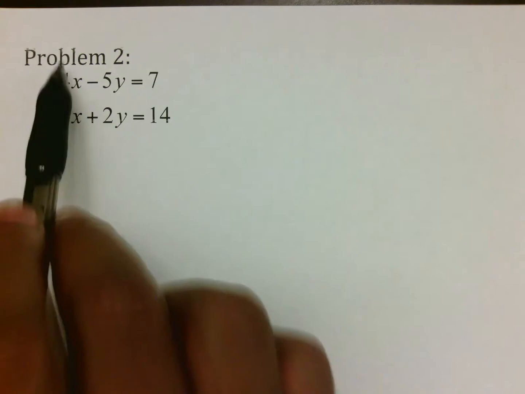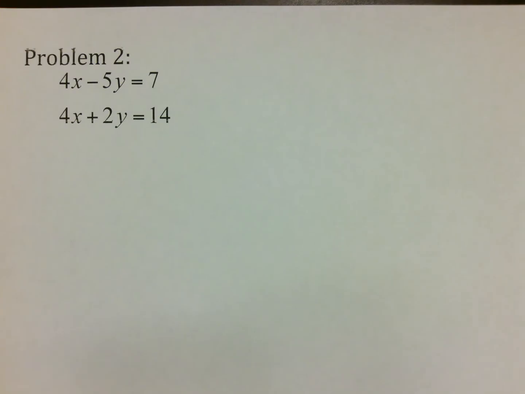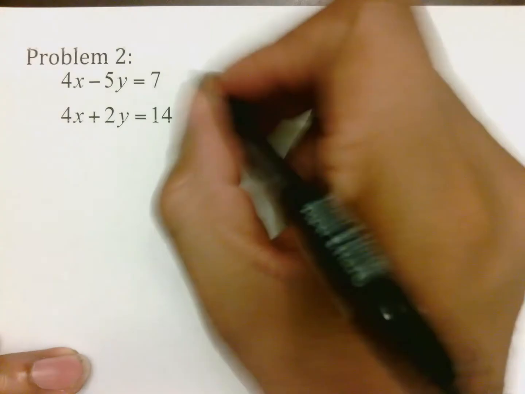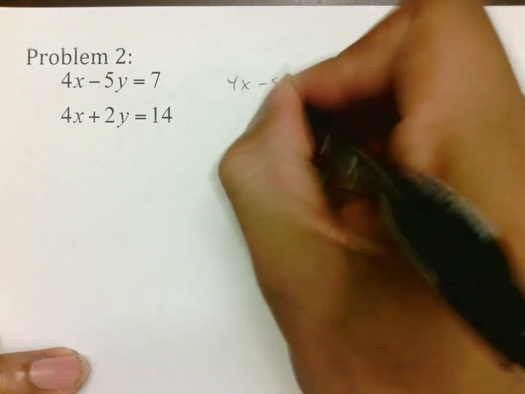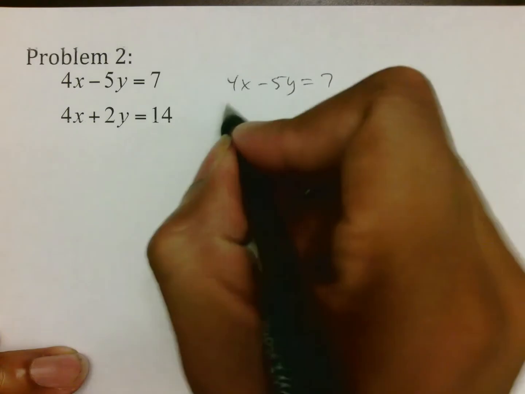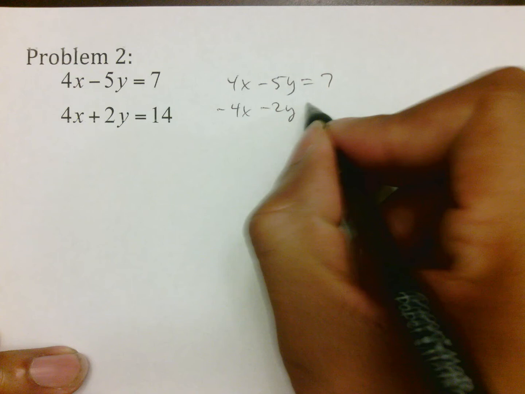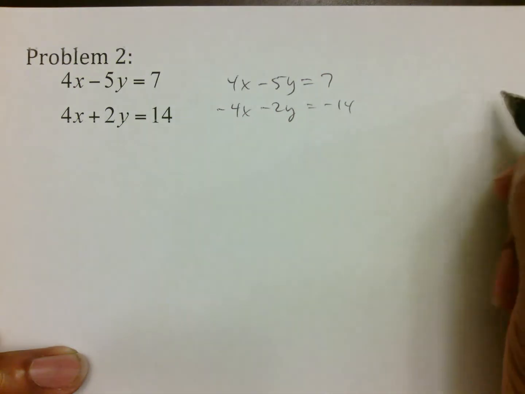Again, problem 2, we have our x's already where we want. This is what I know you know how to get to, but we have to know how to switch. So again, the first part will stay the same. The second one is going to switch. That's going to become a negative 4x. This is going to become a negative 2y and a negative 14.